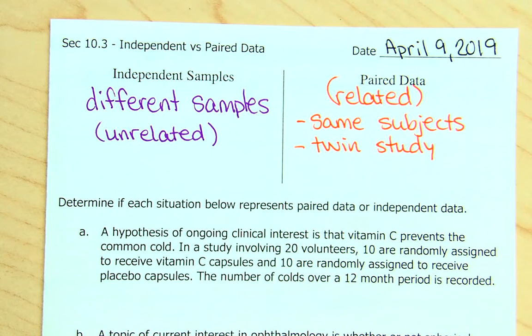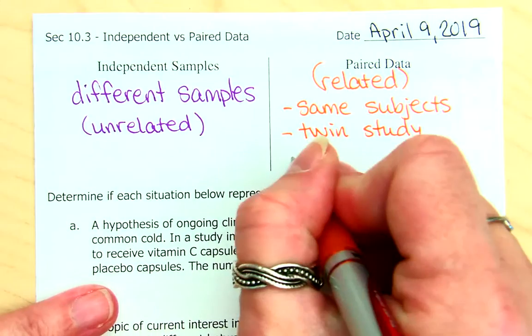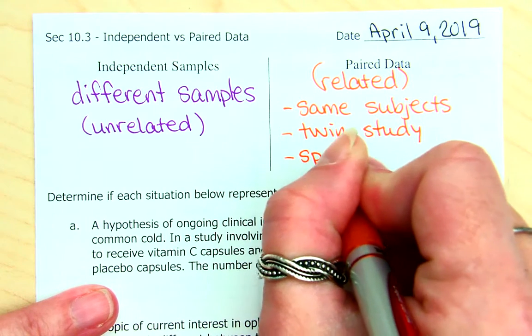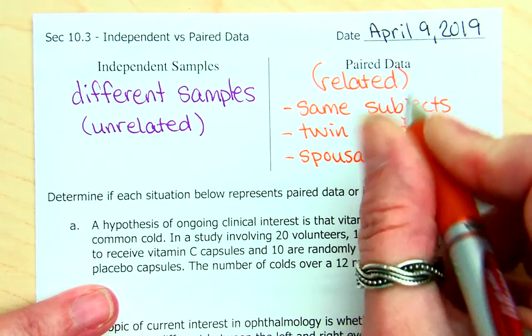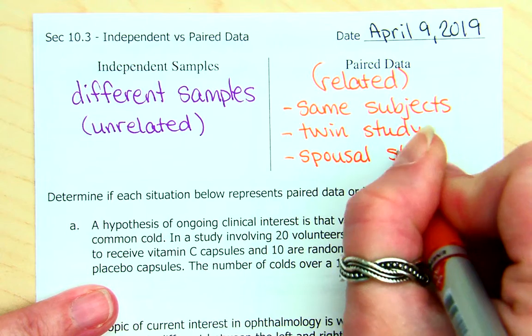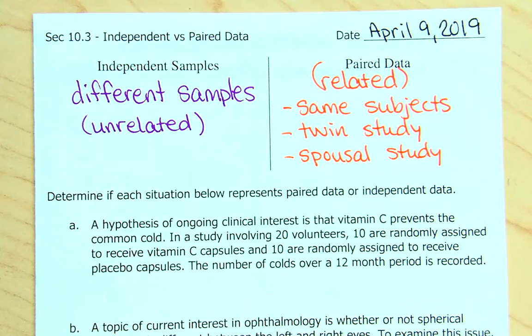so we can compare them to each other and look at how the treatment affected them. It could also be, this happens sometimes, a spousal study, where they will take the spouses and sometimes they'll give them a questionnaire or something like that, and they look at how their responses compare to each other and see, do they match up? So that would be a paired study, because you're matching this spouse with their own spouse, not with somebody else's spouse.